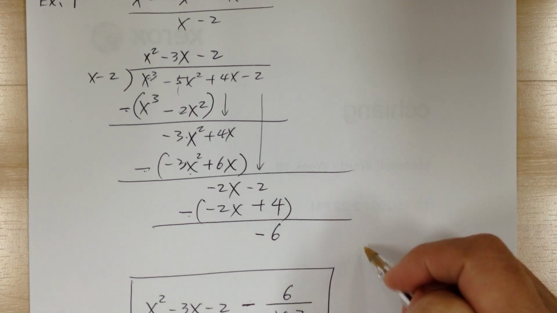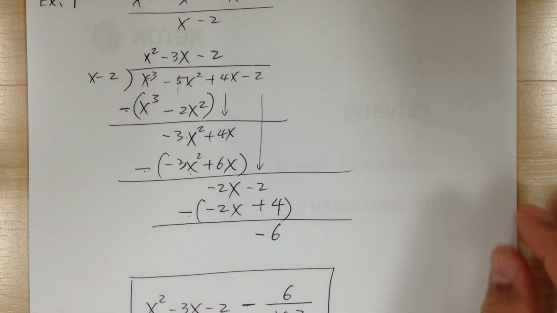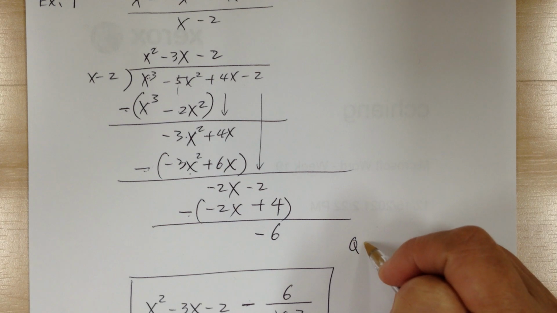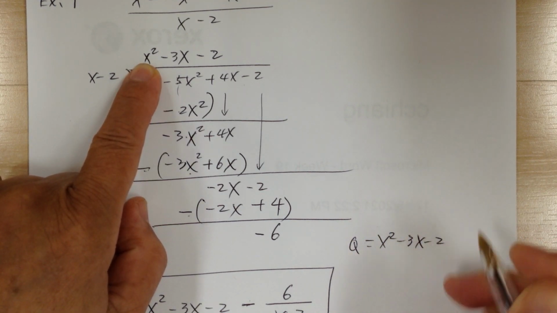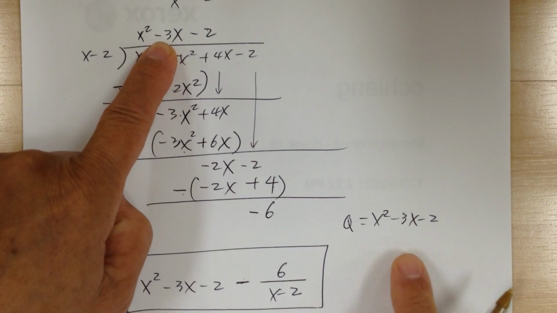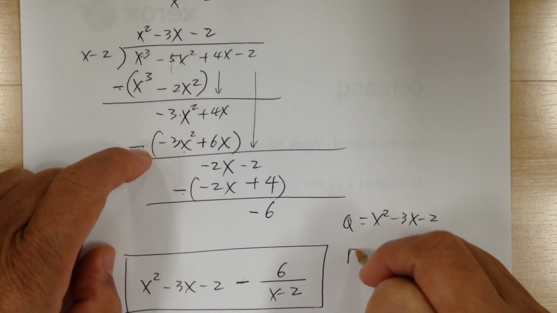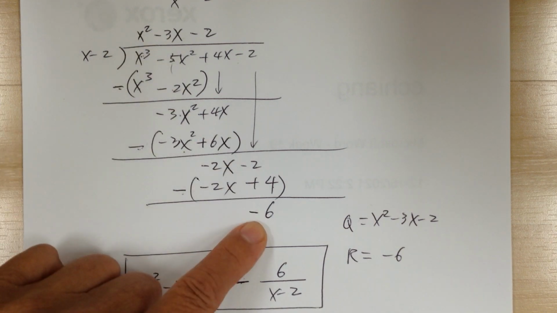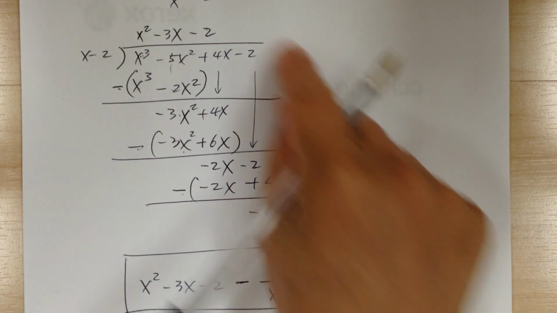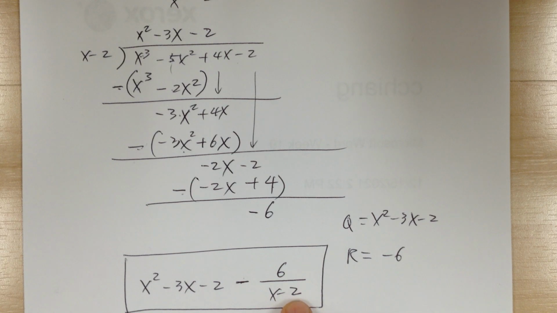So the remainder, if they ask you for individual parts, your quotient is equal to x squared minus 3x minus 2. So this is your quotient. And your remainder will equal negative 6. Okay, so again, that's your quotient, that's your remainder. And if you want to write the whole answer, this is how you write your answer.